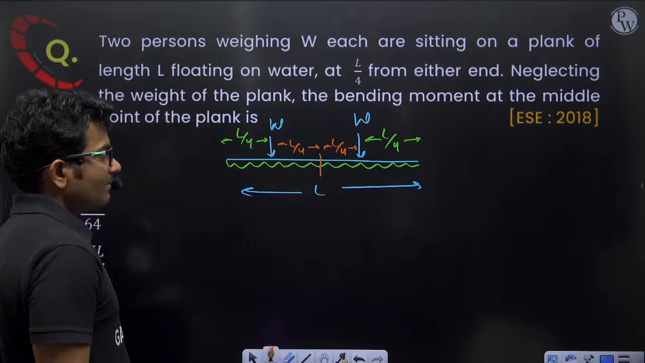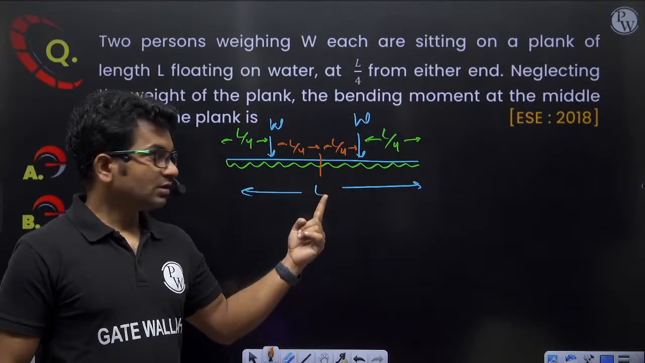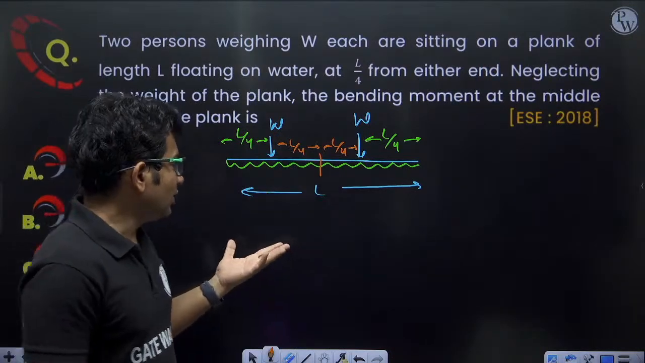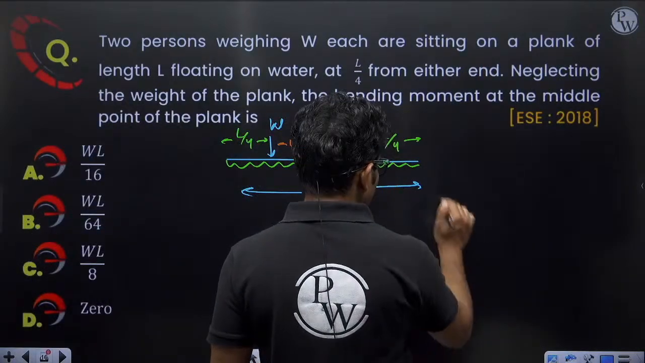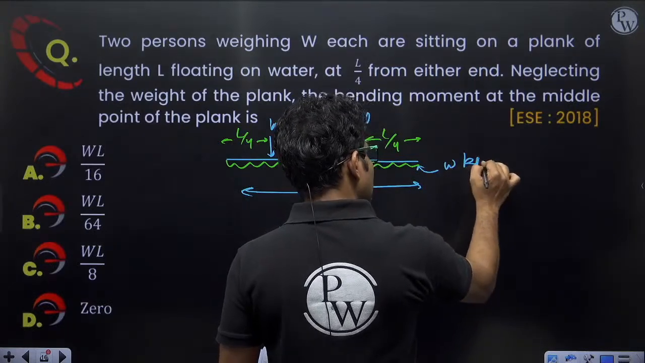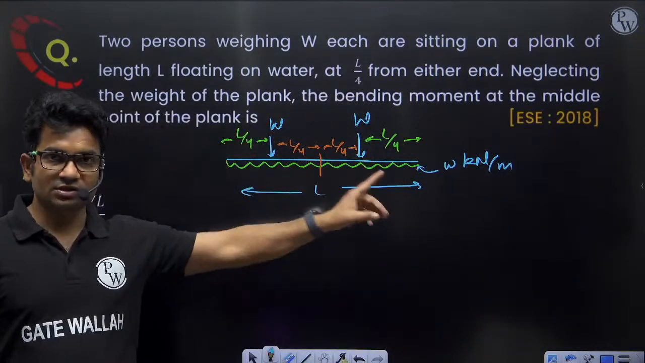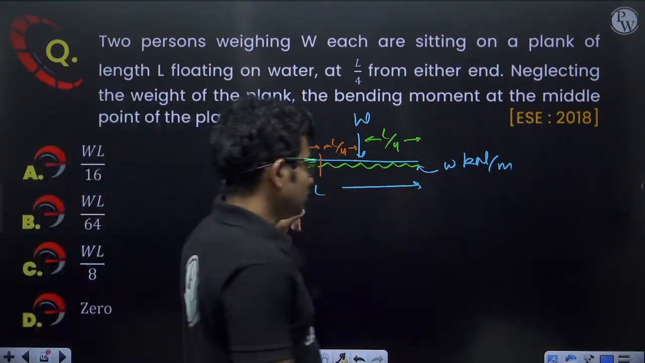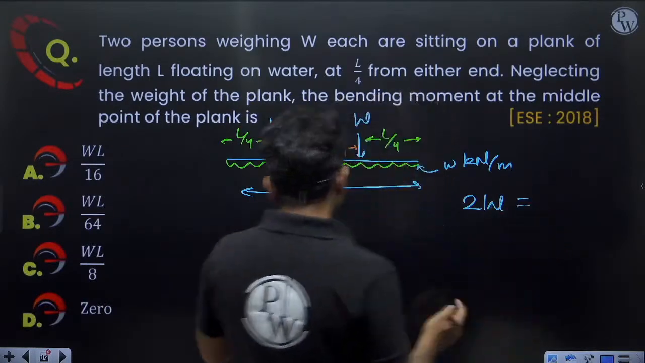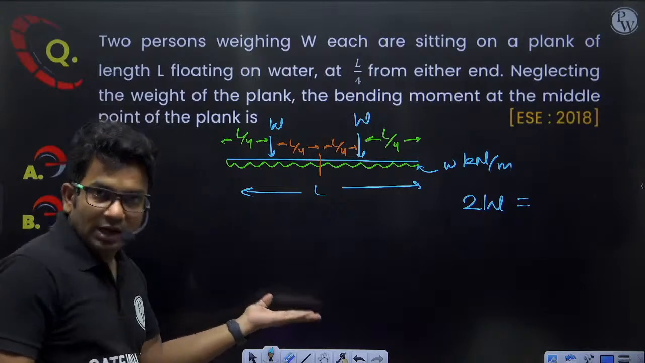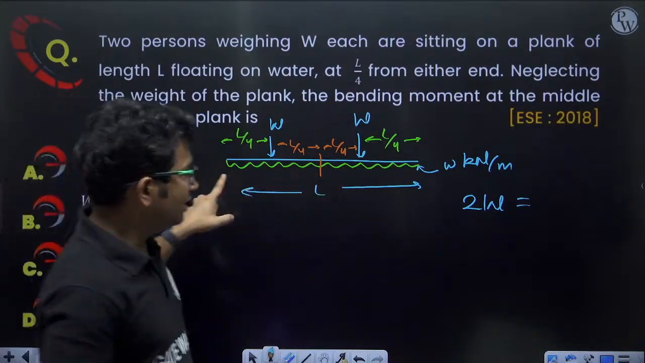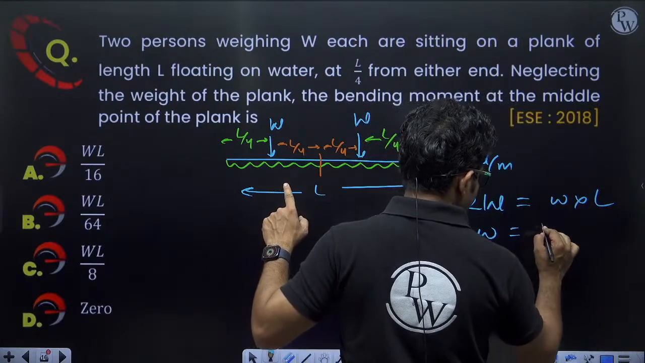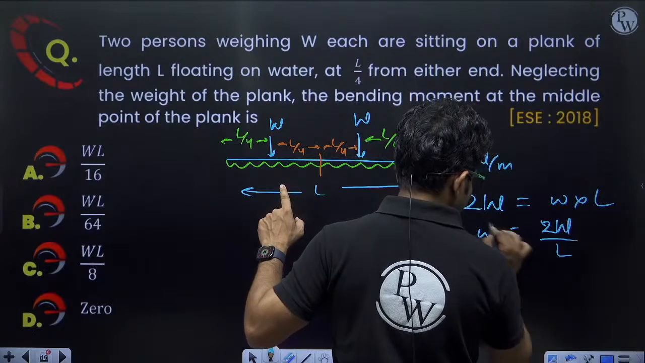Now can you tell me what will be the UDL? The total downward load should be equal to the total upward load. Summation Fy should be 0. So if I take the load intensity as small w kilonewton per meter, water is supporting with this intensity. So 2W will be equal to the total upward load because of water, which will be small w into L. So small w will be equal to 2W by L.